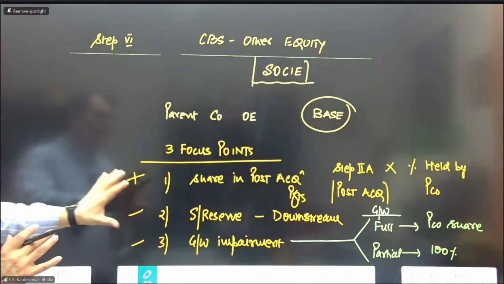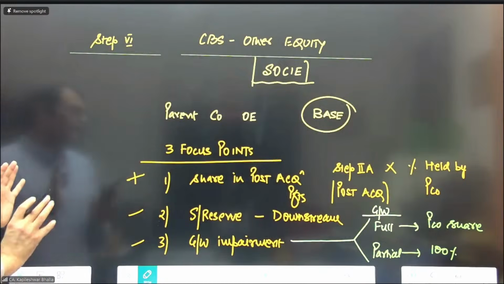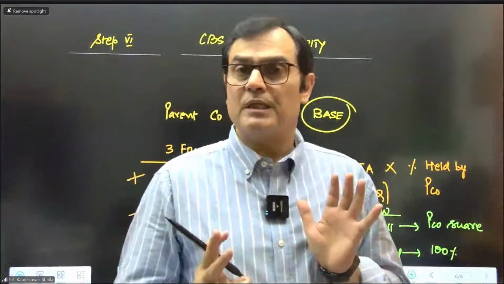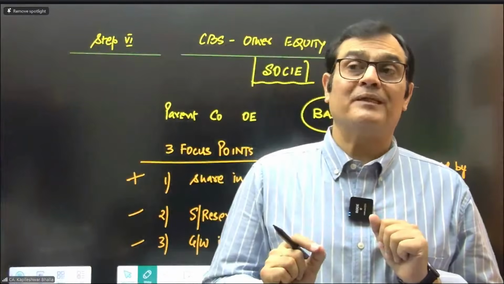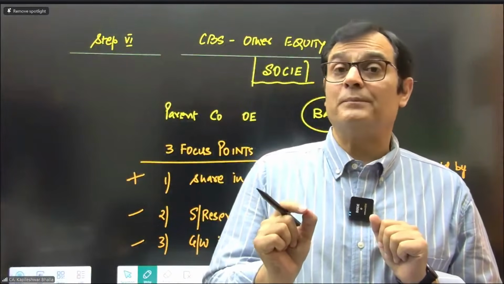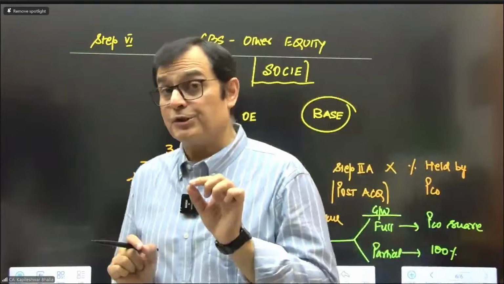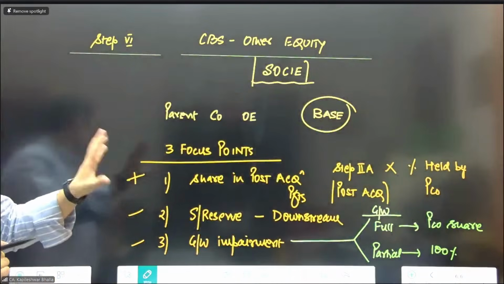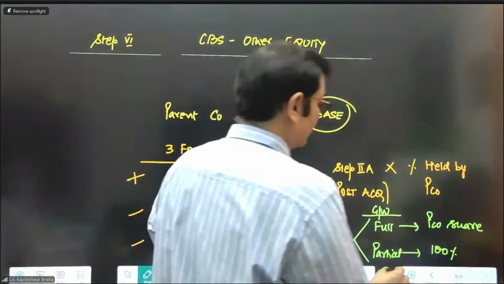So these three focus points, what you need to keep in mind: the post-acquisition earnings, the stock reserve, which is downstream, and the goodwill impairment. How much to be reduced depends upon whether it is a full or it is a partial goodwill in nature. So that is the focus in terms of step number 6. Then next is the step number 7.